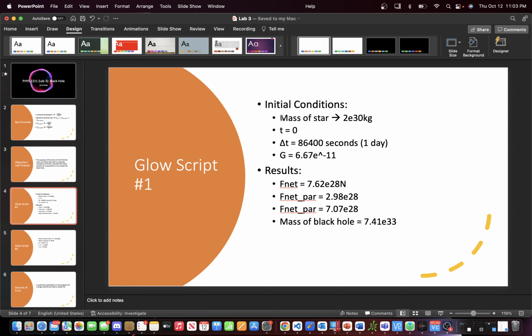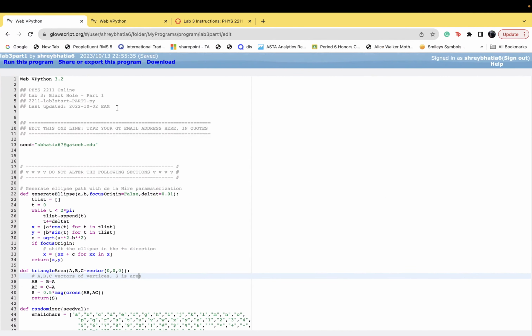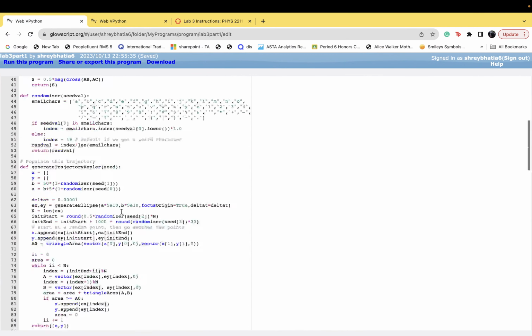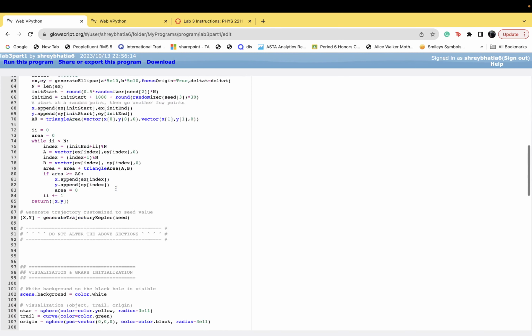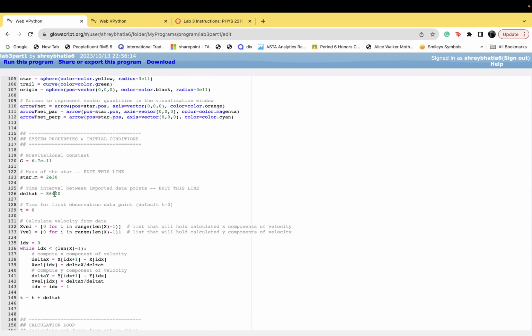Okay, so here are just some initial conditions of part 1 of the lab, GlowScript number 1. So we have the mass of the star. Note that 86400 total T is 1 day. And then here are some results. Actually, what I'll be doing is walking through the first part of the lab and going over some of the important points. So we have our constants, the mass of the star, delta T.